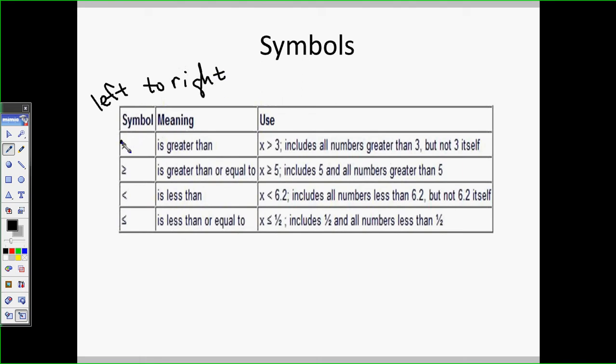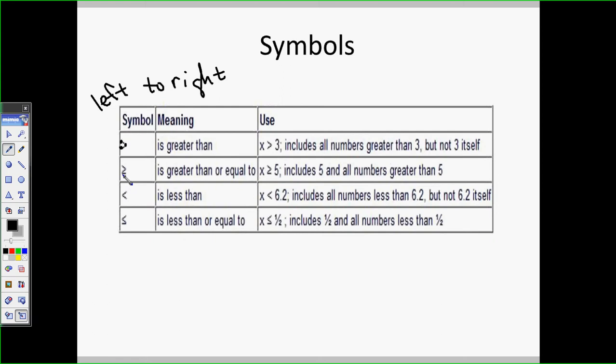It's got 2 points on the left side versus 1 point on the right. Well, 2 is more than 1, so this side is greater than. X is greater than 3 includes all real numbers greater than 3, but not 3 itself. Just numbers greater than 3.